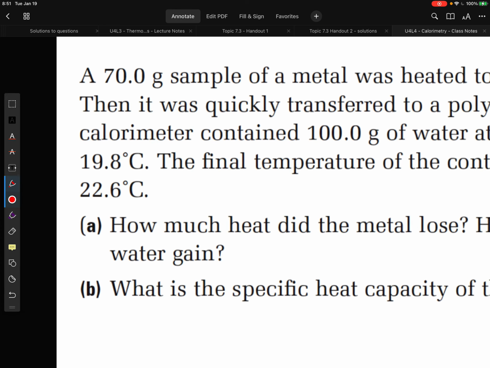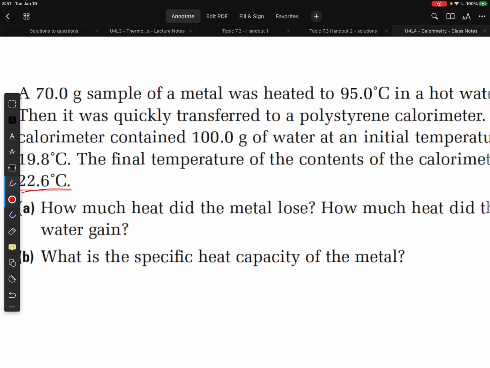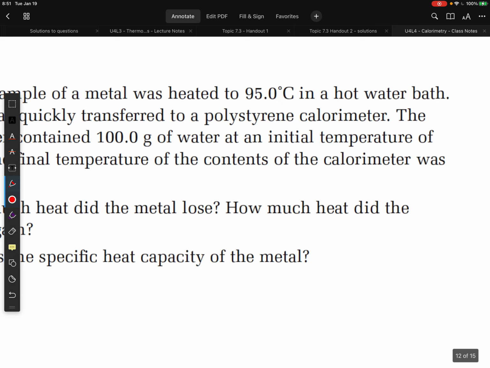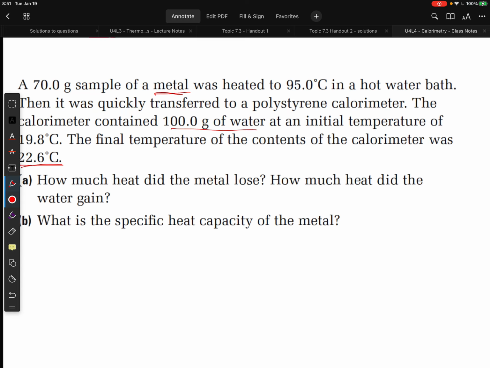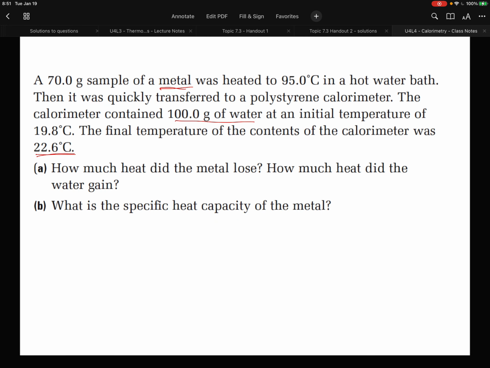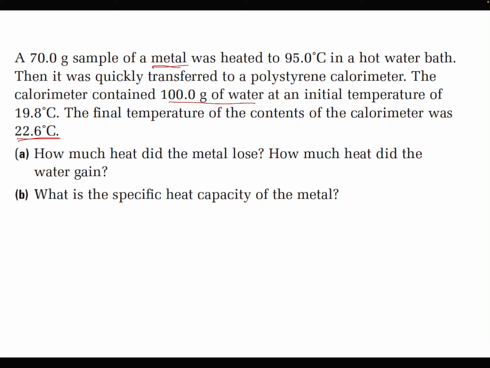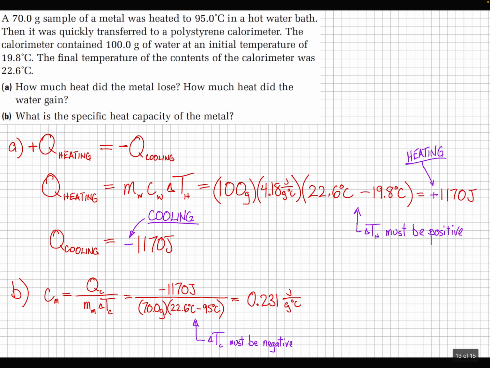And that value, 22.6, is very important because that's going to be the final temperature for both substances, the metal and the 100 grams of water. Okay, so both of those will have a final temperature of 22.6 degrees Celsius. So, our question, how much heat did the metal lose? How much heat did the water gain? And next question, what is the specific heat capacity of the metal? Okay, so here we have a very important concept.